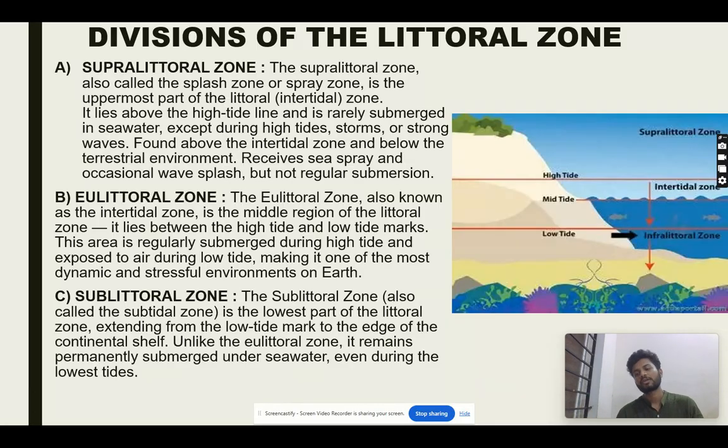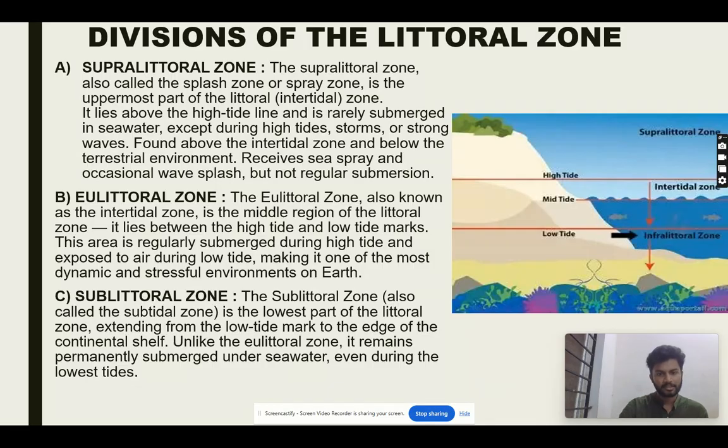Then comes the eulittoral zone. The eulittoral zone is also known as the intertidal zone, the middle region of the littoral zone. Basically, it lies between the high tide and the low tide marks, so the mid region. This area is usually submerged during high tide and exposed to air during low tide, making it one of the most dynamic and stressful environments on earth.